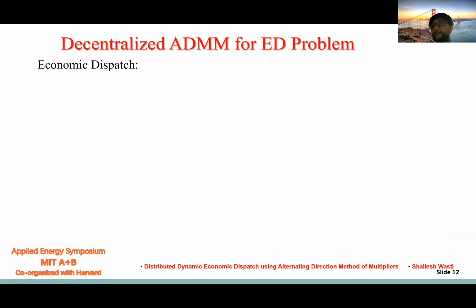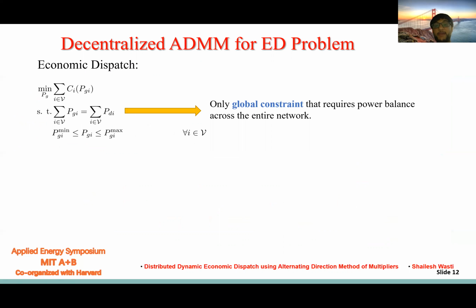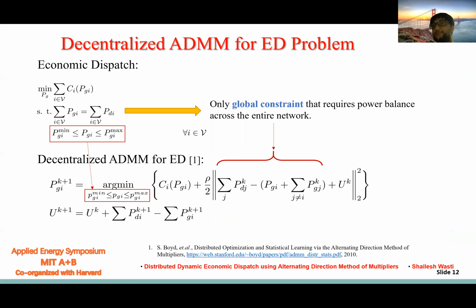So here is the mathematical formulation of economic dispatch. Here we see the global constraint that requires the power balance. When we see this problem, this problem is inherently decentralized, so any decentralized algorithm will be able to solve it. So this is the ADMM implementation of economic dispatch as it is.